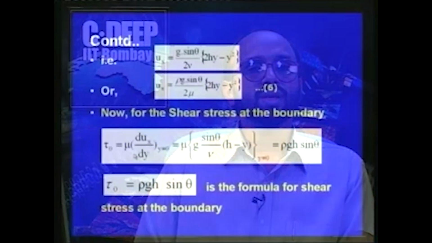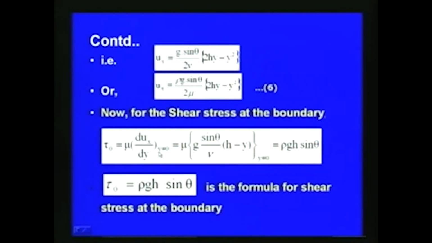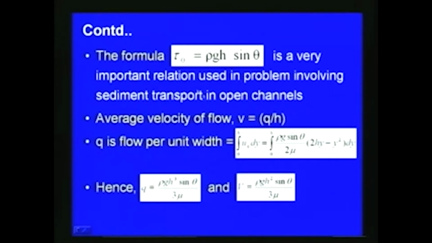So, the shear stress at the boundary, we can write tau 0 is equal to mu into dux by dy at y is equal to 0. So, that gives mu into g sin theta by nu into h minus y at y is equal to 0, that gives rho g h sin theta. So, finally, we got the expression for the shear stress at the boundary: tau 0 is equal to rho g h sin theta. This is the formula for the shear stress at the boundary.